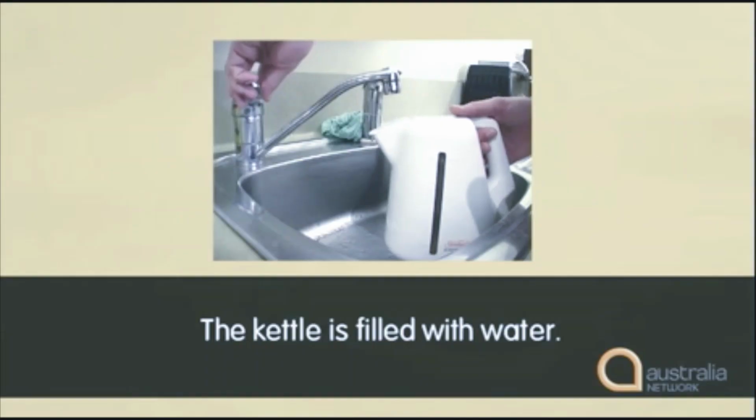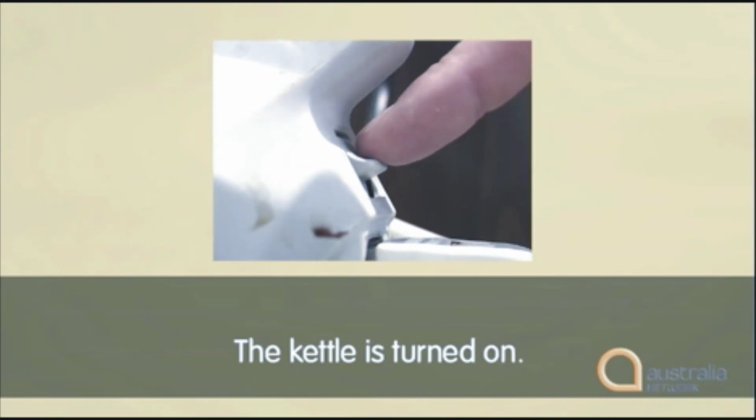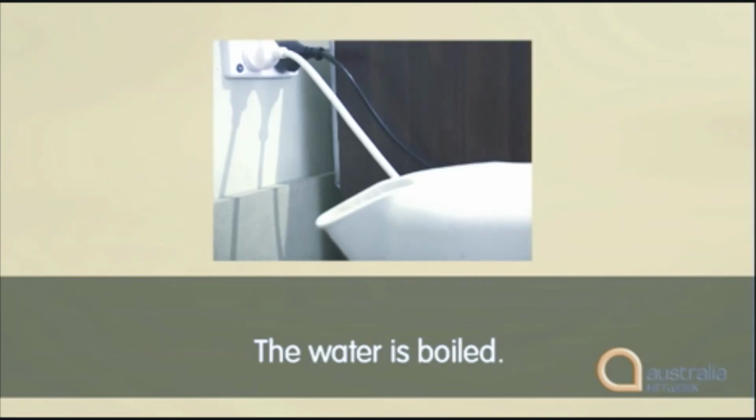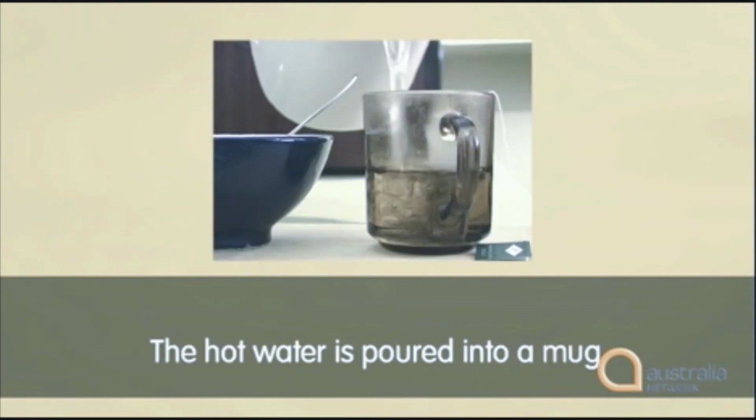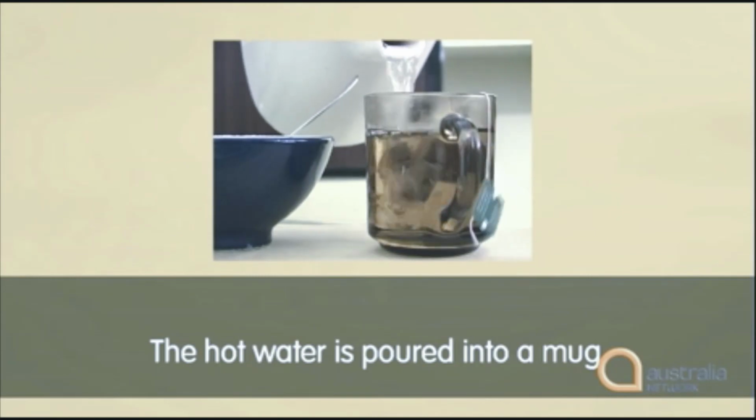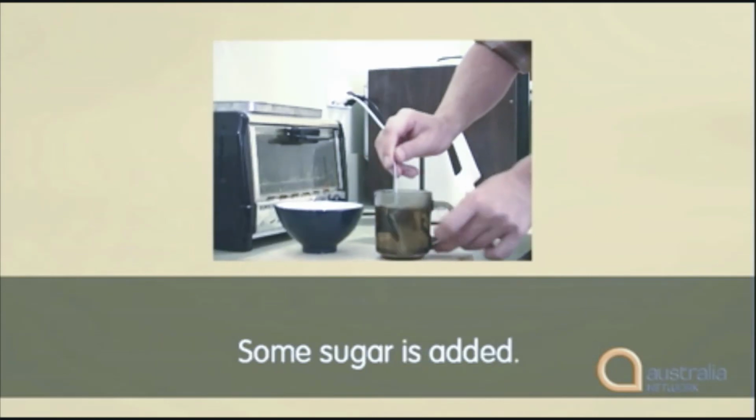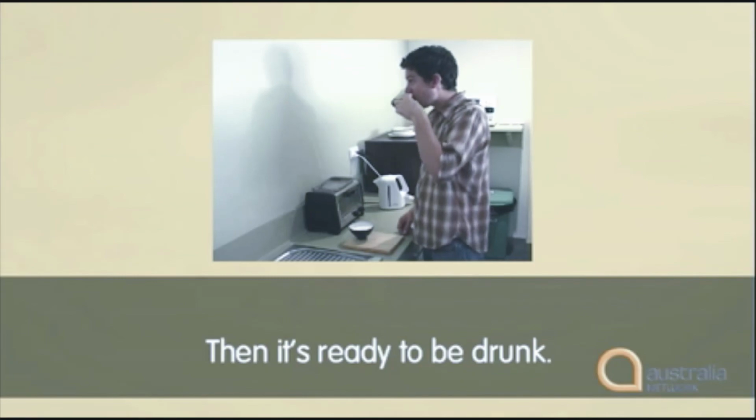So let's go through that again. The kettle is filled with water. The kettle is turned on. The water is boiled. The hot water is poured into a mug. Some sugar is added. Then it's ready to be drunk.